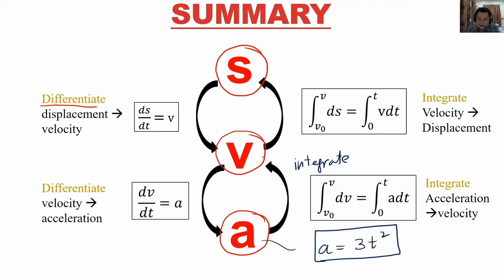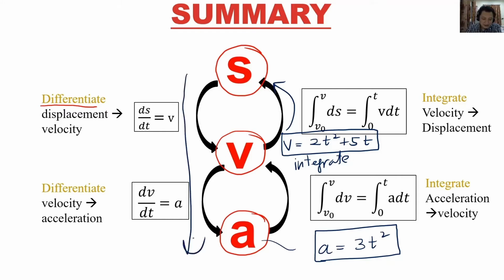And then if you have data, for example, v is equal to 2t squared plus 5t, this is the data for v. You want to find out what is displacement. In order to do that, integrate one more time. So, differentiate goes this route, integrate is going the upper route. Okay? So look back at your notes.